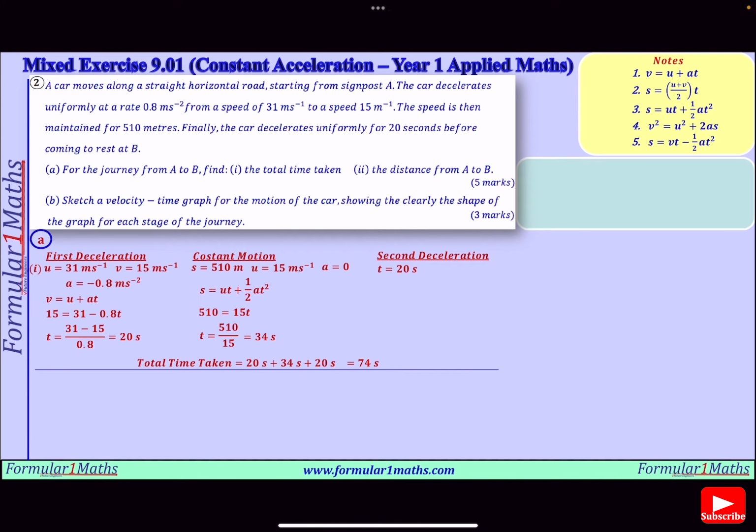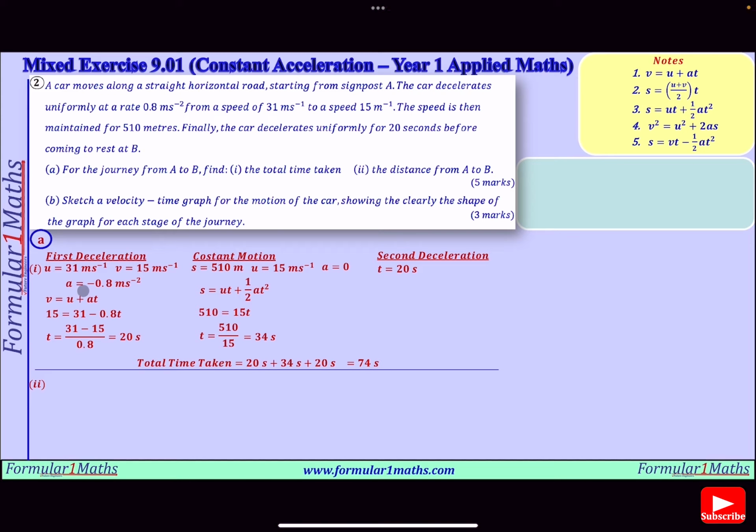For the second part, we need to calculate the distance moved for all the 3 stages of the motion. So we need to calculate the distance moved in this stage, and that stage. So we start with the first deceleration. For the first deceleration, we know that U is 31 meters per second, V is 15 meters per second, and A is minus 0.8. We now want the distance. So we've got U, we've got V, we've got A, and we want S.